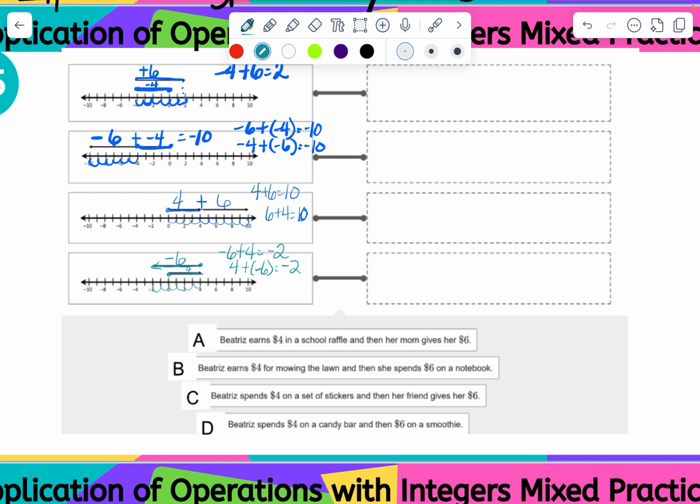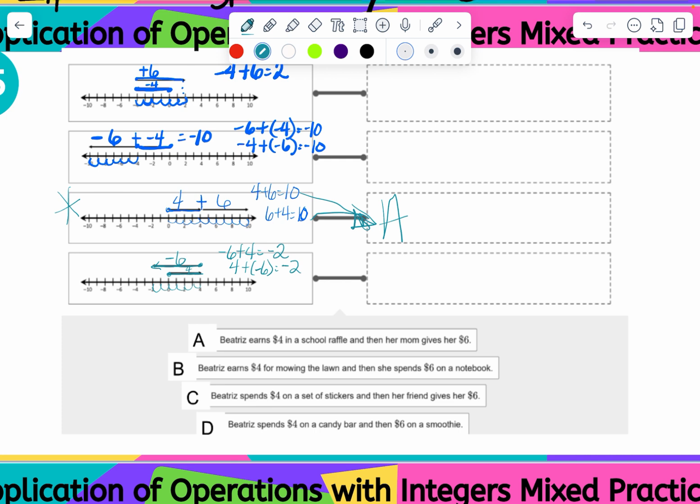Beatrice earns $4 in a school raffle, and then her mom gives her $6. So she's got $4 and she gets $6. So that's going to be a positive and then a positive. So that would be this one. This one right here would be A.